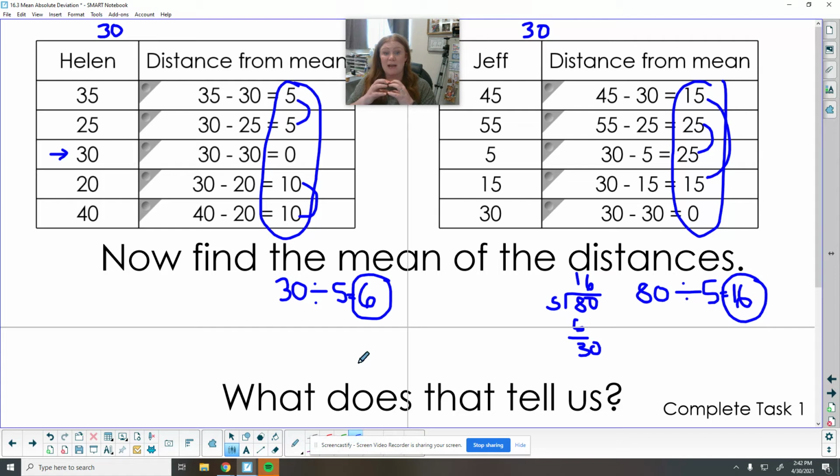So smaller absolute deviations are just telling us that data is more packed together. And the bigger ones are telling us that it's more spread out. It's not as consistent. So go ahead and complete task 1 and then come back when you are ready for task 2.